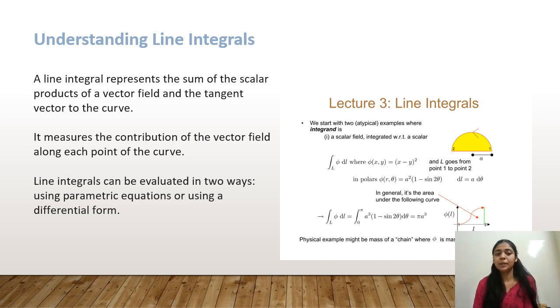Now, a line integral represents the sum of scalar products of a vector field and the tangent vector to the curve. It measures the contribution of the vector field along each point of the curve. Line integrals can be evaluated in two ways: using parametric equations or in differential form. Let us start with two typical examples. The first one is a scalar field, in which the line integral of phi dl, where phi of x comma y equals (x minus y) whole squared.